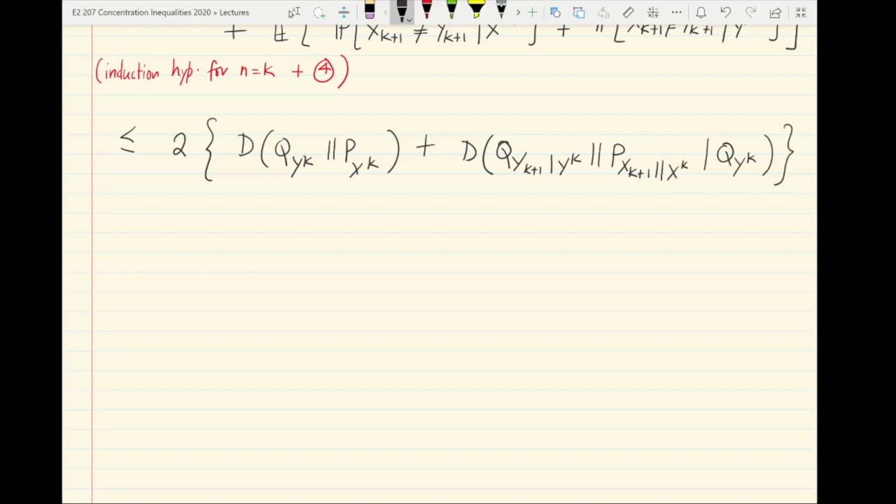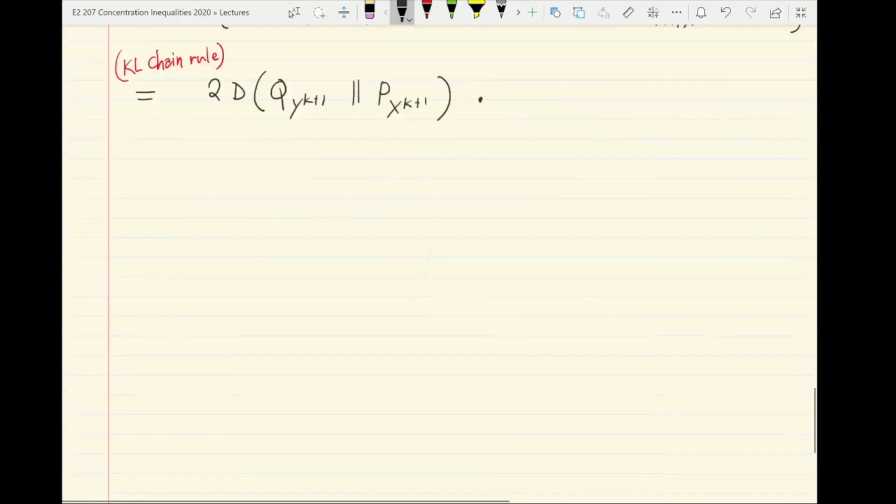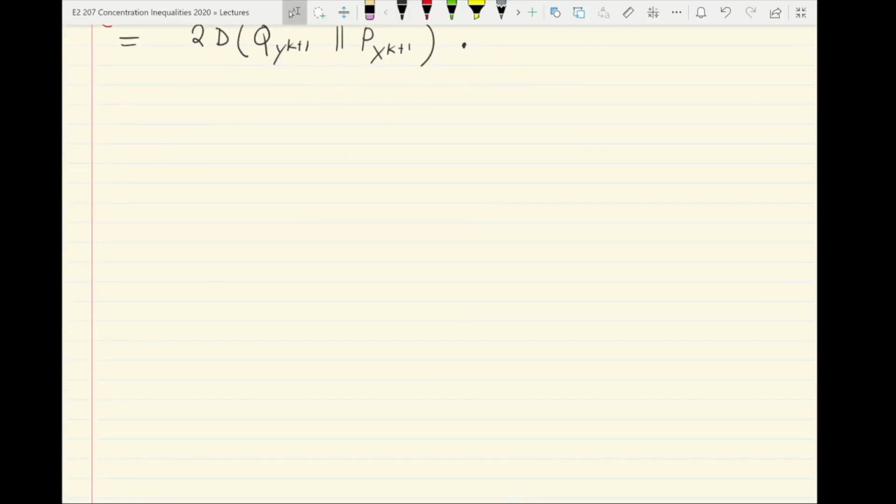and by the chain rule of KL divergence, this is exactly what we need, which is 2d of q yk plus 1 with p xk plus 1. This is by the KL divergence chain rule. Okay, so that basically completes the induction argument.